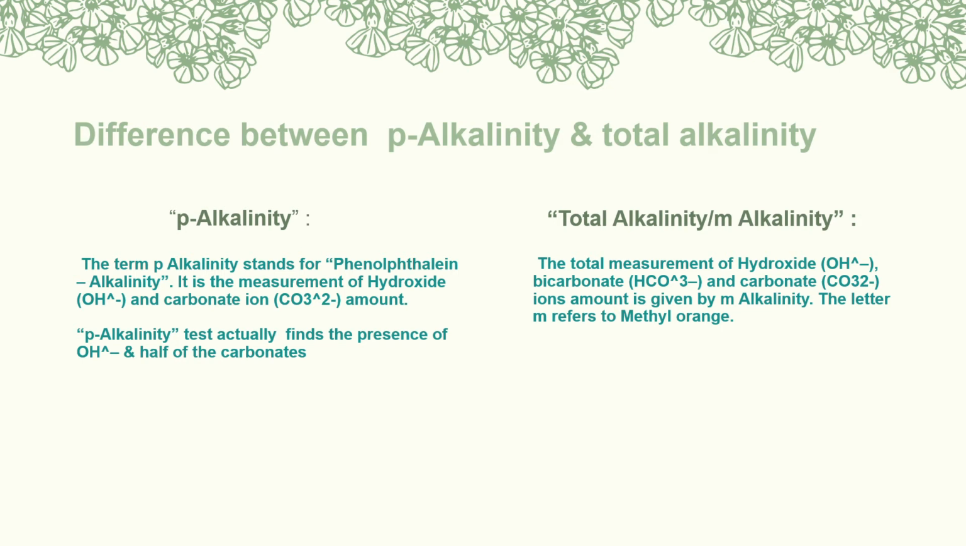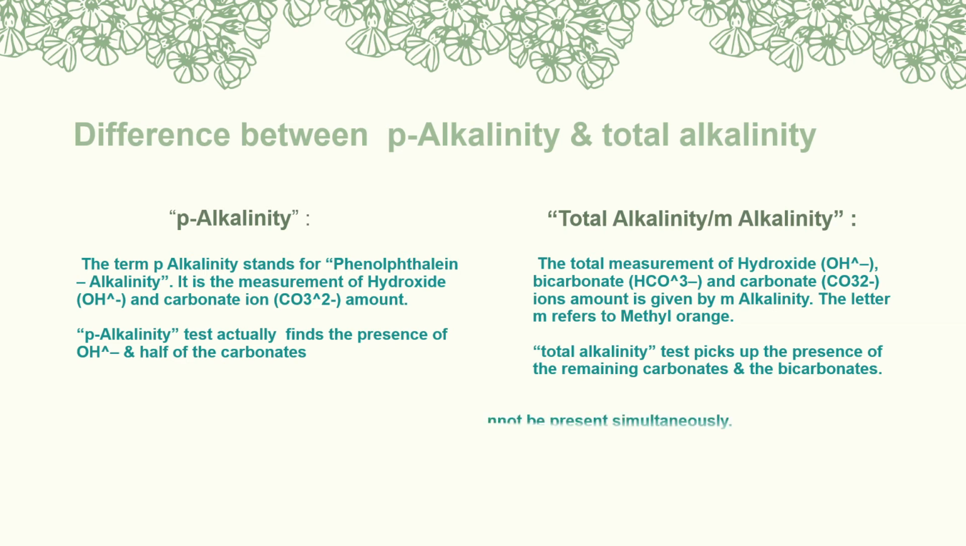P alkalinity test actually finds the presence of hydroxide and half of the carbonates, whereas total alkalinity test picks up the presence of the remaining carbonates and the bicarbonates. In a sample, hydroxide and bicarbonate ions cannot be present simultaneously.